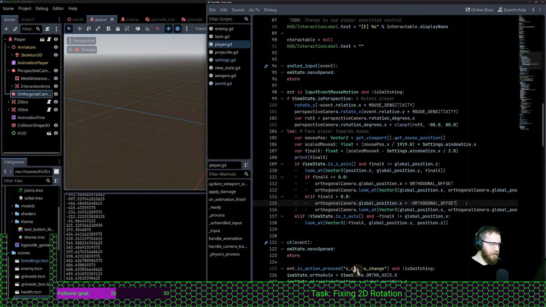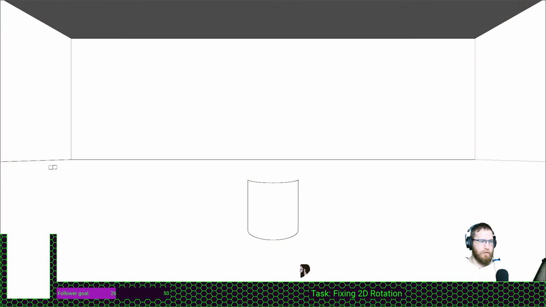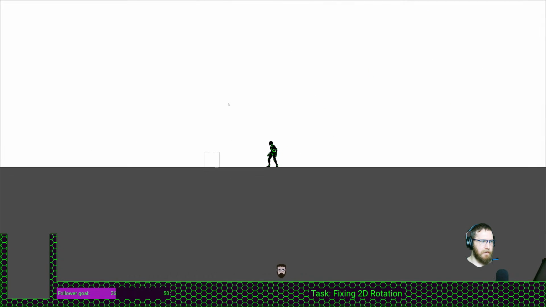Alright, so the issue is that when we move the mouse to the other side, everything flips. So we want the player looking at the mouse, but they're not.